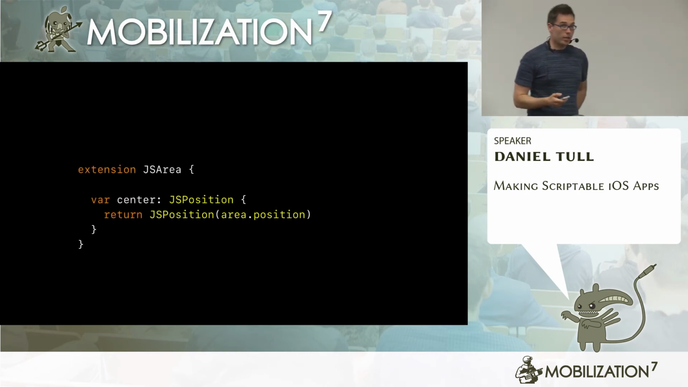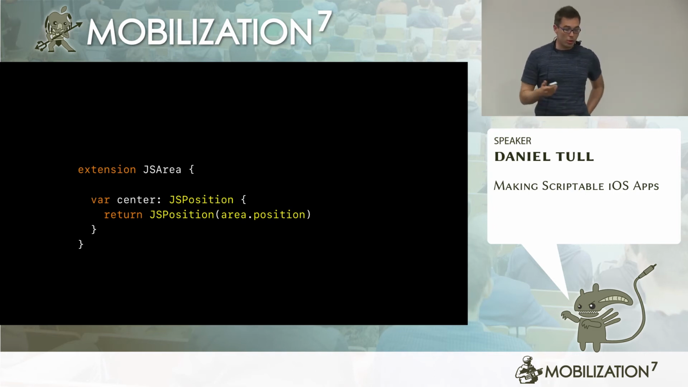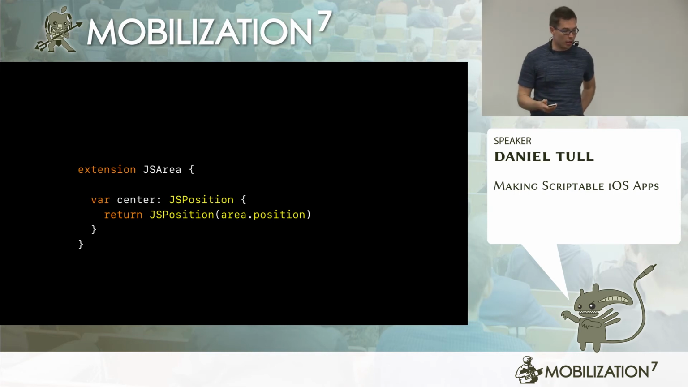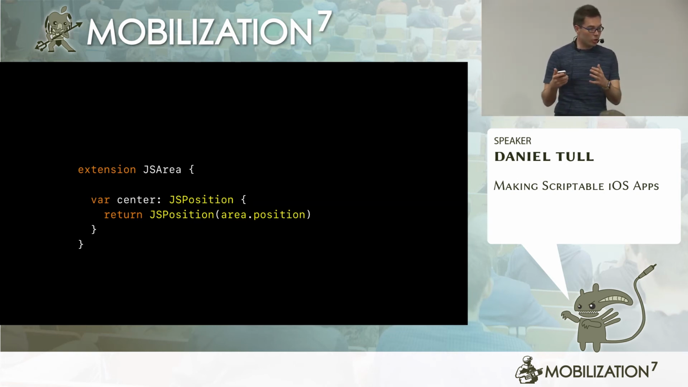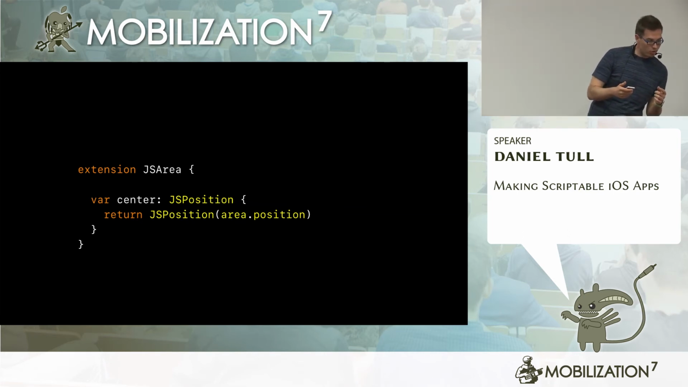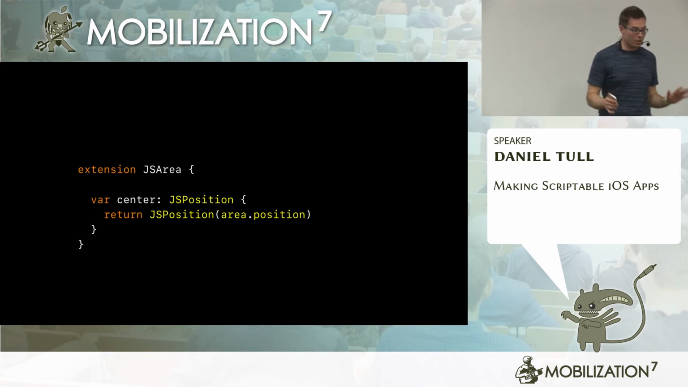We can extend the JS area type and the protocol to add the property, to be a read-only JS position. And remember that JS area has an area which is our area type. So we can just create a JS position from its center, and that's wrong as well. I'm sorry. That should say area.center. And hopefully that makes sense. My confusing slides, yeah.